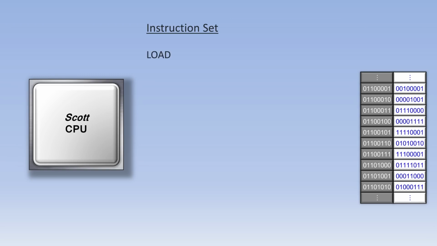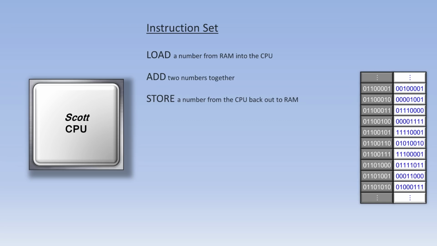So there might be a load instruction, which loads a number from RAM into the CPU. After a couple of these load instructions, there might be an add instruction that adds these two numbers together. After an add instruction might be a store instruction, which saves the result of that addition back out to RAM to be used later on. There might also be a compare instruction after some load instructions, which compares two numbers together to see which one is larger or if they are the same.